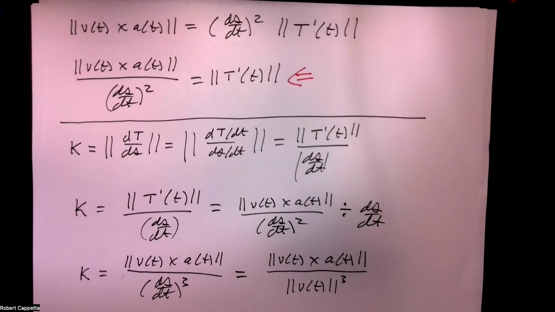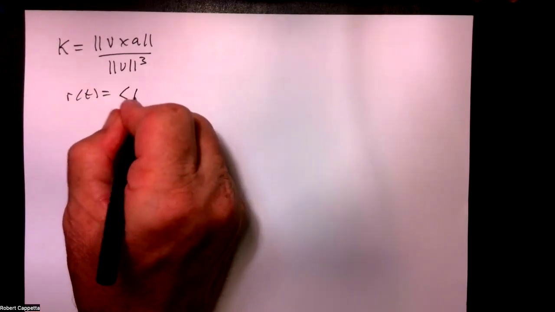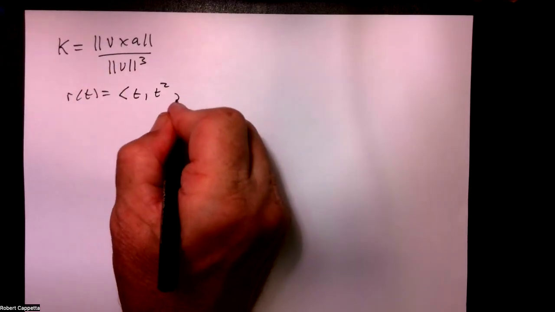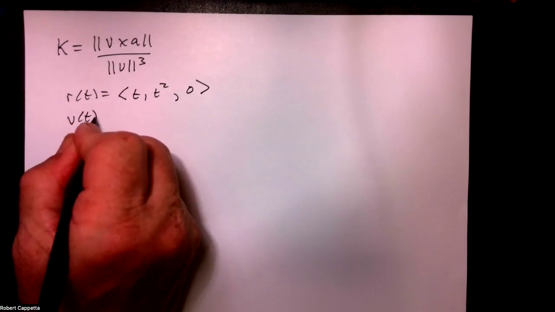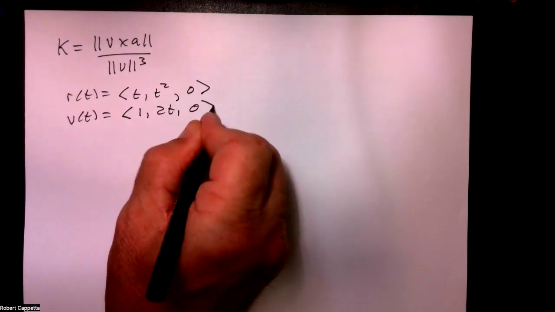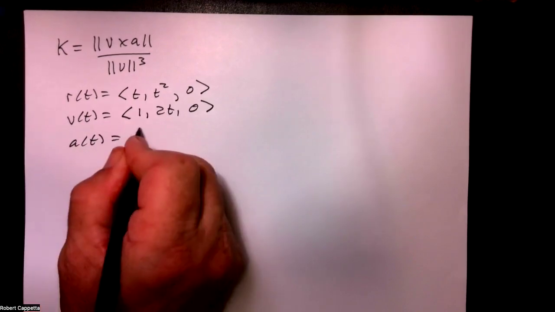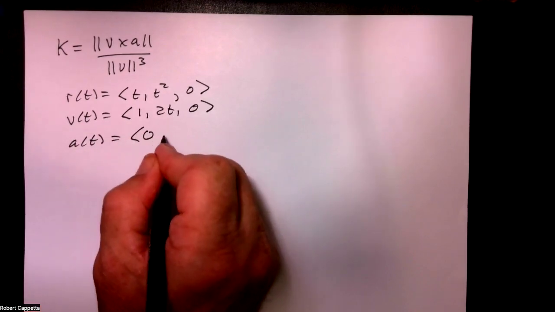So let's quickly look at an example to show you how nice and easy this formula is to work with. An example we looked at in a previous video was this parabola. r of t is t, t squared. But if I want to use a cross product, I've got to make this a three-dimensional vector. Well, that's not a problem. Can I get velocity? Velocity is the first derivative. That's what? 1, 2t, 0. Can I get the acceleration? What is the acceleration of t? The acceleration of t is 0, 2, 0.